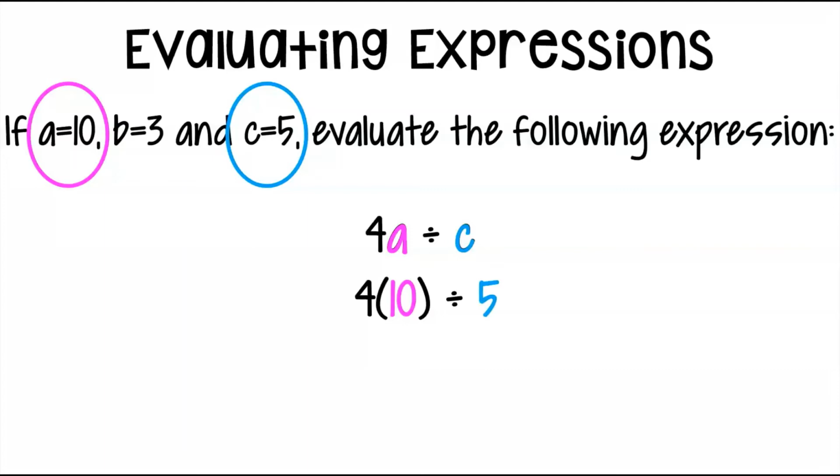Then we'll use the order of operations. Well, we have multiplication and division in this problem. They are a group, and we do them from left to right. So we'll multiply 4 times 10 first to get 40, and then we'll divide by 5, so that the value of this expression when a is 10 and c is 5 is 8. Notice that the value of this expression would change if we changed the value of the variables.